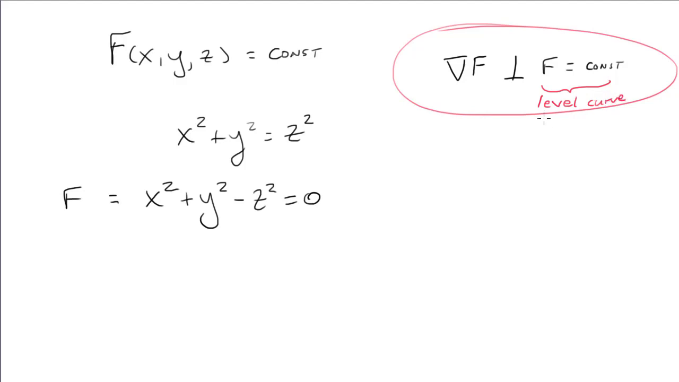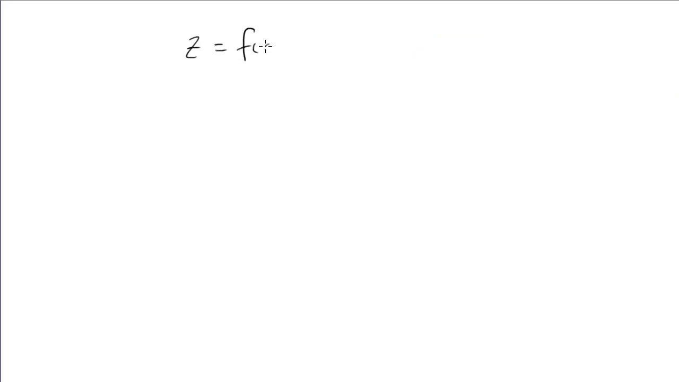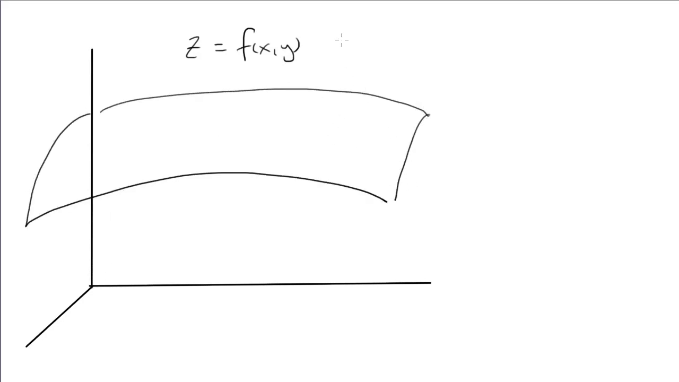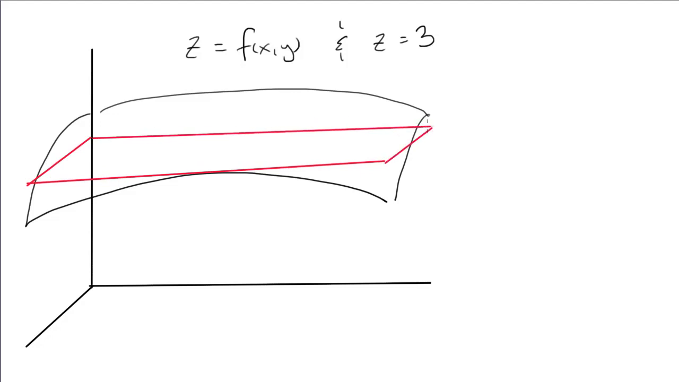Depending on the dimension, it's called the level curve or a level surface. Special case: z is a function of x and y. So it's like the xy plane got lifted up as a surface, and we're going to intersect it with z equals a constant. The xy plane lifted up. Two equations make a curve.